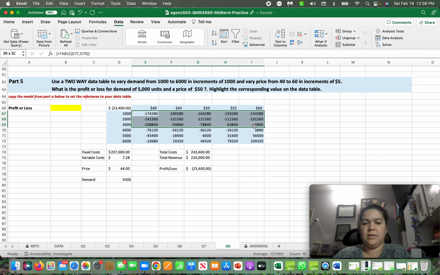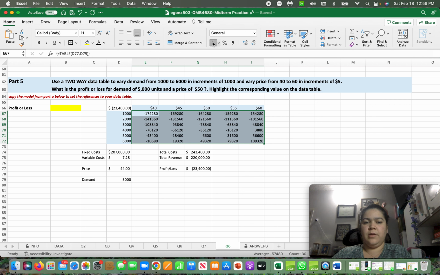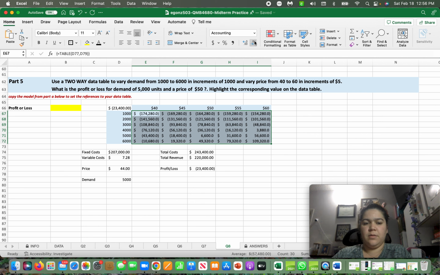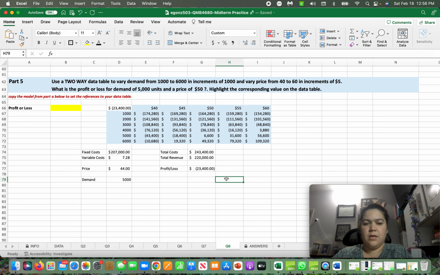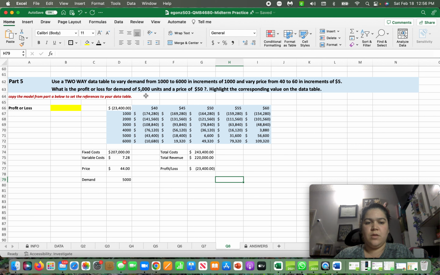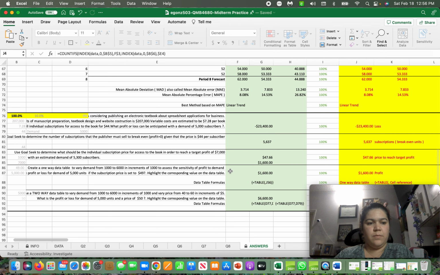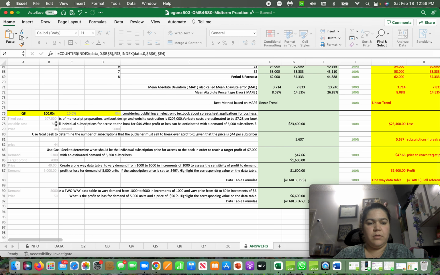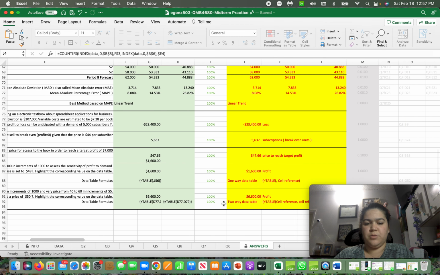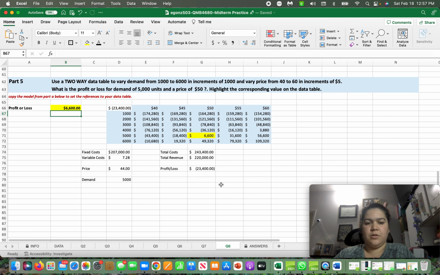I'm gonna select them here, put the $ sign so we can have the clear profit or loss, and take out the zeros. So what do they want us to do? 5,000 units, price $50. 5,000 units right here. I'm gonna highlight it, and we're gonna go back and reference that. I'm gonna hit enter, and that should be question number 8. 100%. Then that should be the end of the question.